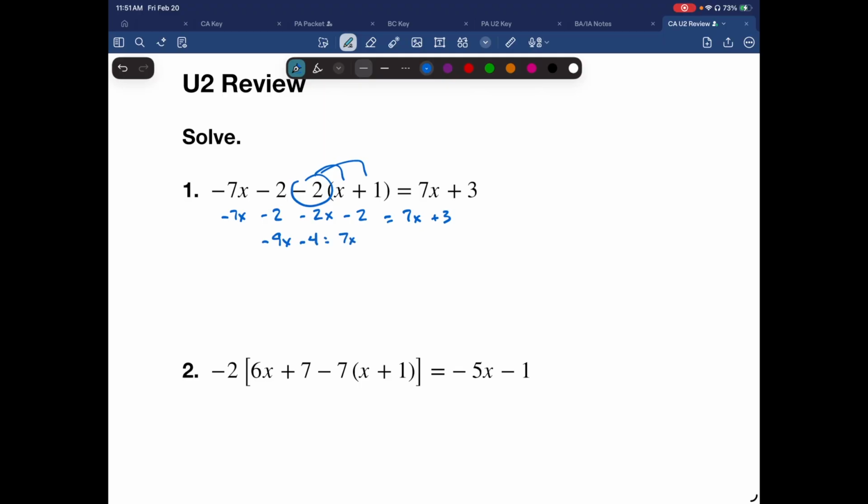All right, so now that we've cleaned that side up, we can now move across the equal sign. Because it's equal, you can move the x to the left or the right. I'm just going to move it to the left, so it's going to be negative 16x minus 4 equals 3. I'm going to add the 4 to the other side, so it's negative 16x equals 7. And then simply divide by anything that's not x. So negative 7 over 16 will be my answer there.